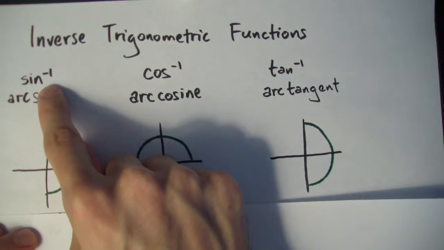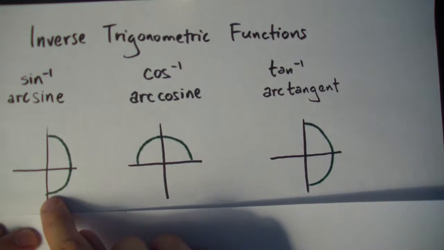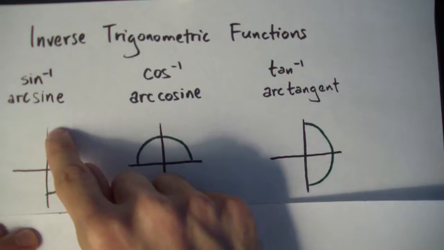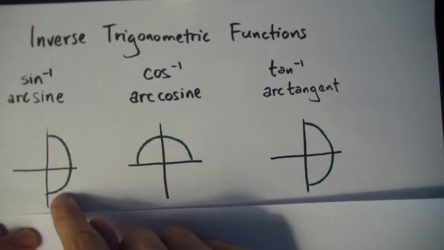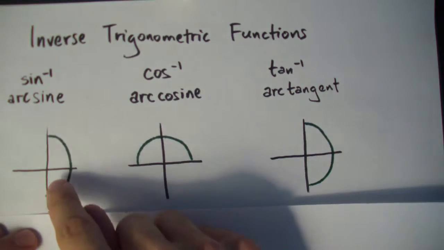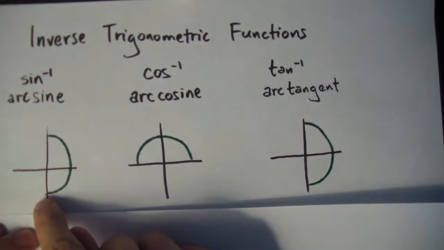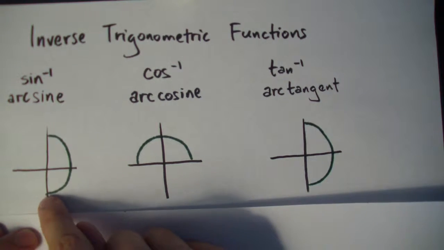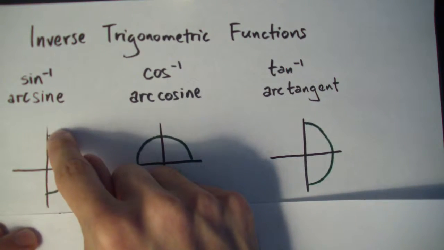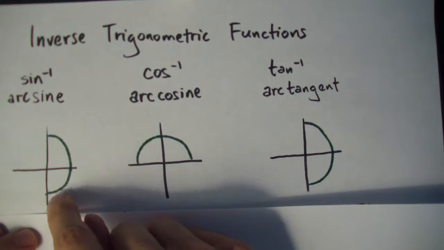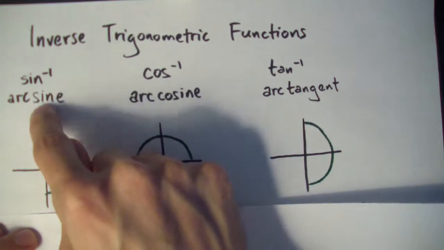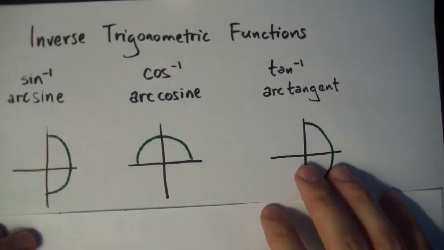The thing to think about with sine is that as the angle goes from minus pi over 2 to pi over 2, it hits all of its values. It hits everything from minus 1 all the way up to 1. Remember, sine is the y value on the unit circle, so from minus pi over 2 to pi over 2, sine hits all of its values. So that will become the range for arc sine, for inverse sine.